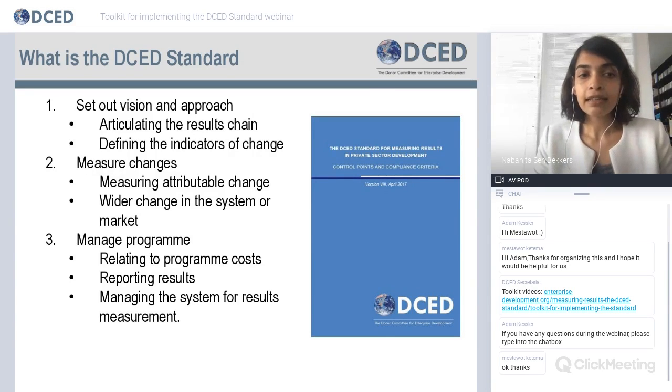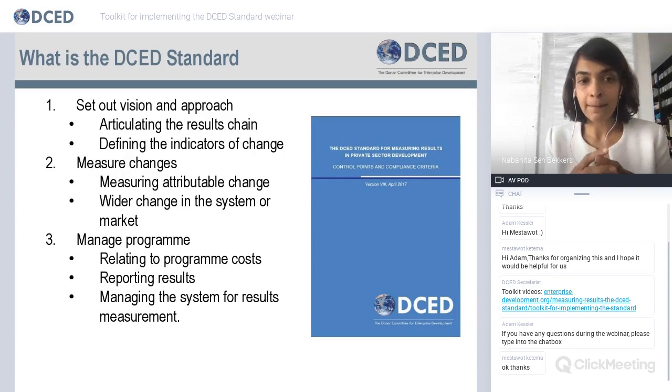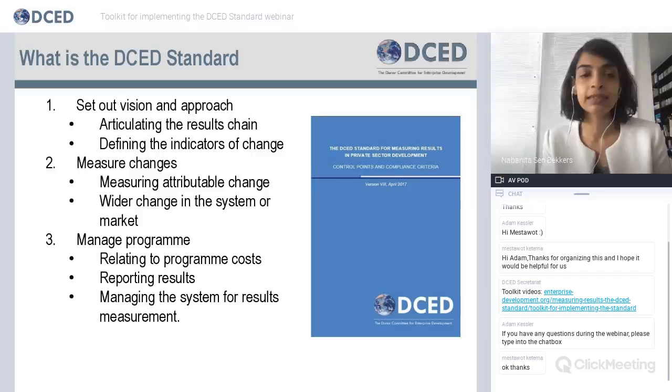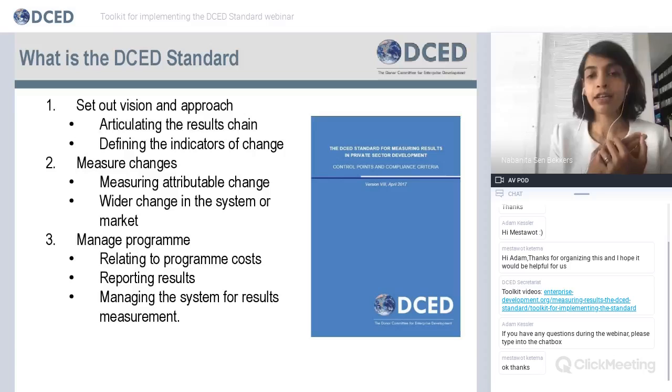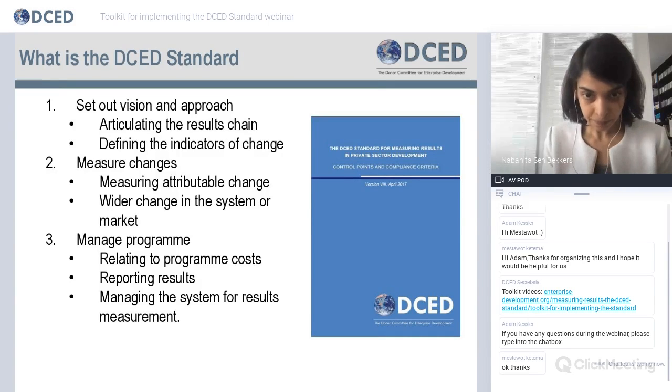And finally, the standard calls for projects to have a system for actually managing the results measurement system. So this is about basically having enough human resources in place, having enough financial resources, and finally, of course, using the system whereby results are generated to actually influence decision making.